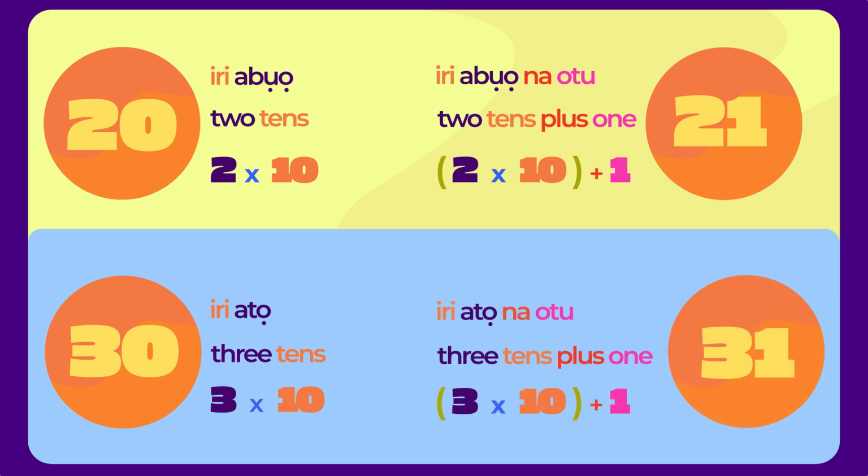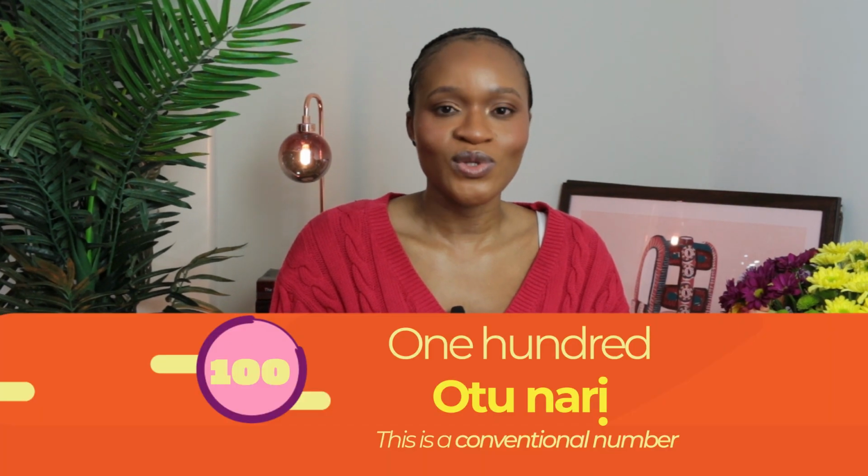31 is Iri atọ na otu. We've already learned that 30 is Iri atọ. When interpreted, it is 3 tens, which is derived by multiplying 3 and 10. Na, in this context, is plus. Otu is 1. 3 times 10 plus 1, 31, Iri atọ na otu. 100, otu narị, is a conventional number.